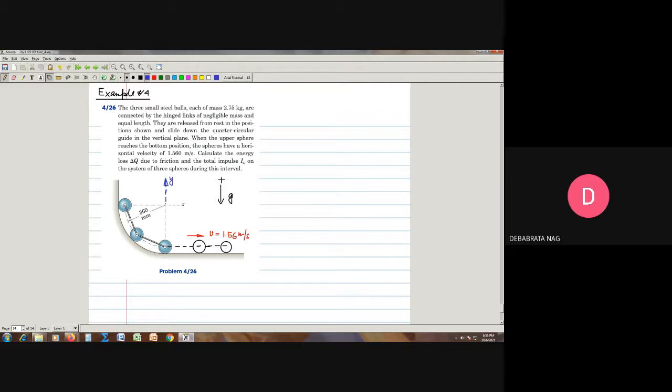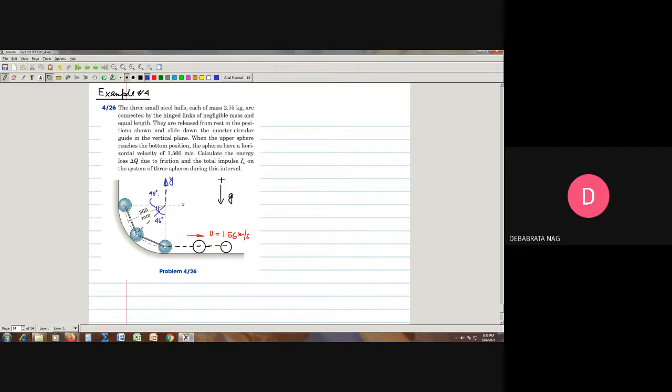We need to remember that these lengths are all equal. That means at the initial condition, if we draw the initial geometry here, we find that the two triangles are basically equal, and naturally these two angles will also be equal. This angle will become 45 degrees, and this angle will also be equal to 45 degrees. So we first mark this geometry here.